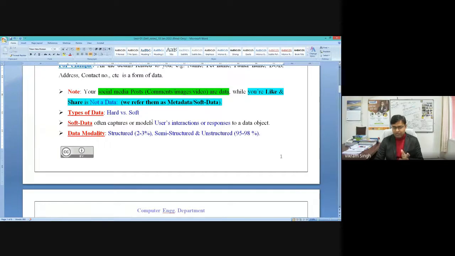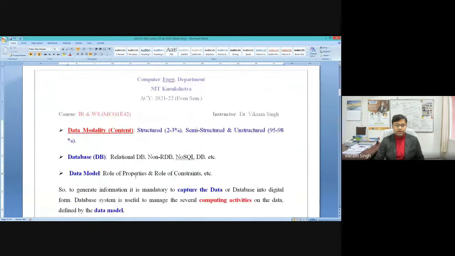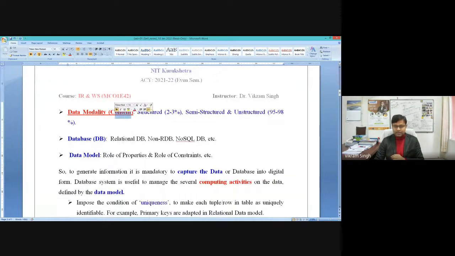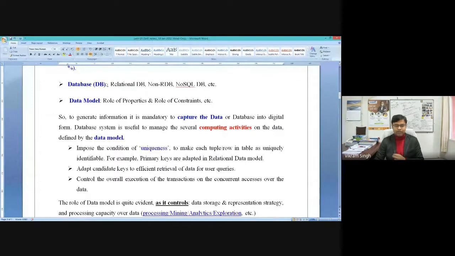Then we said that soft data is usually captured or modeled in the user interactions or responses of a system onto a data object. Then we said, based on the modality, let me add here, based on the content actually, there are three broad modalities of data. Based on that, we said there is a need for a database system, which is a syntax or a structure where we can keep the data we need. Then we realized the importance of the data model. The data model is there to imply certain properties, because each and every database will have some properties.